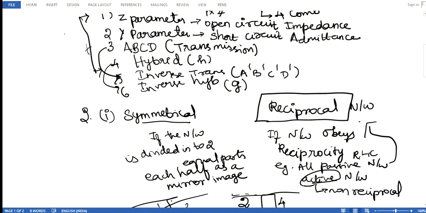An active element is nothing but a source, with the ability to supply energy to the circuit. Example: voltage source, current source. So this is the active element, and it must be non-reciprocal because it does not obey the reciprocity theorem. These are the two important topics. Now come back to the parameters: Z parameter and Y, A, B, C, D, H parameters. Clear?